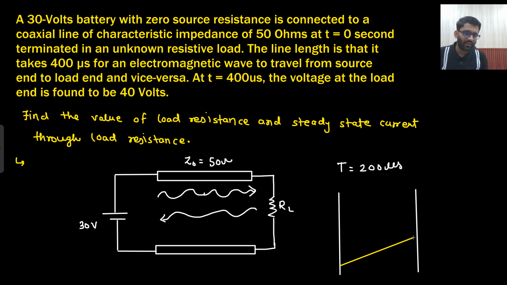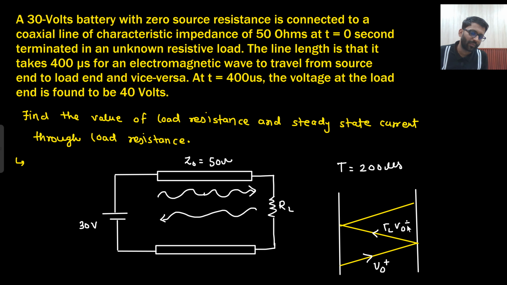So you will start from here, then there will be reflections, then another reflection will be there. In that manner, there will be reflection. So what will you be getting started with? First, you will be getting started with V naught plus. Then this will be gamma L V naught plus. Then this will be gamma L gamma G V naught plus. In that manner, we will go, right?